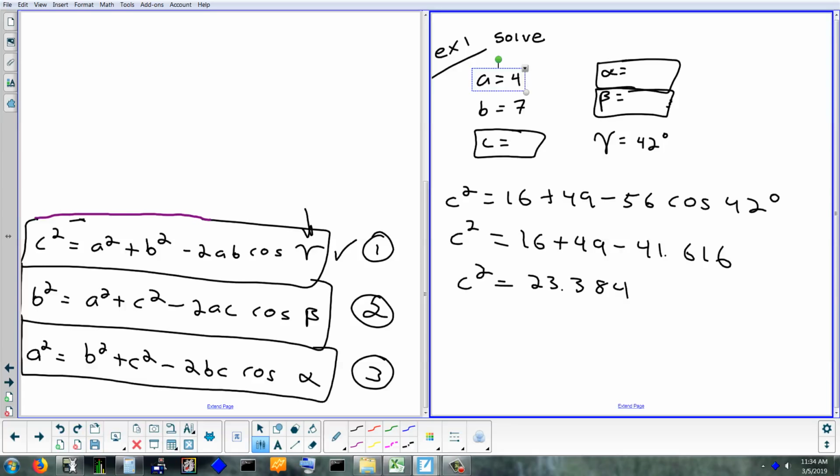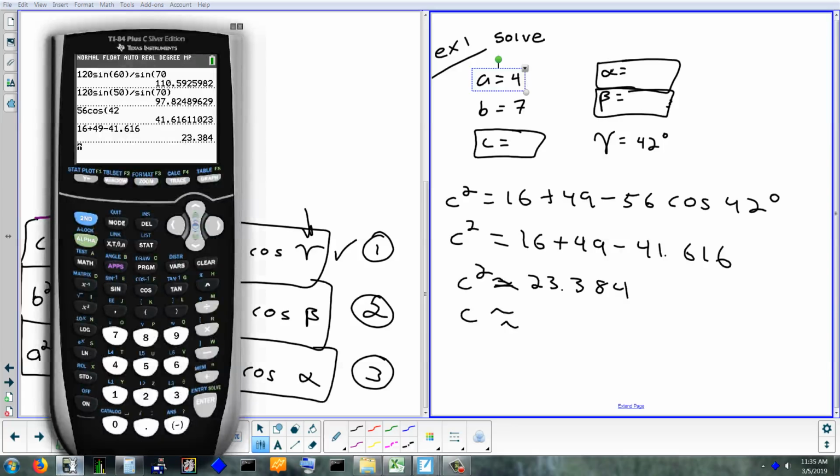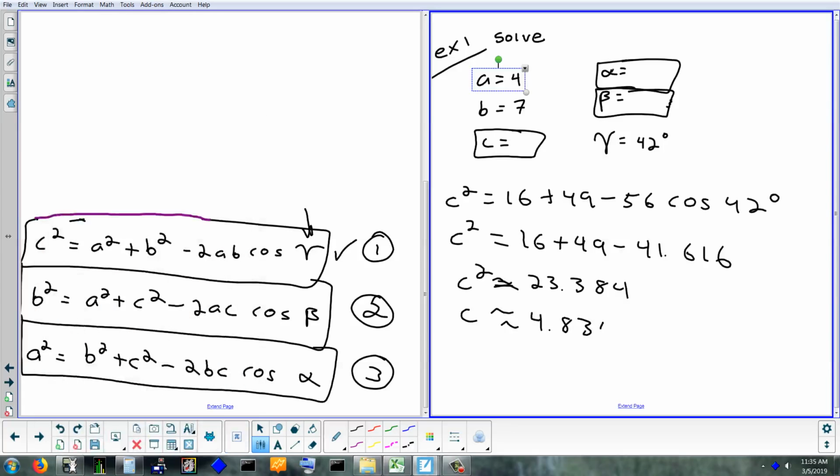Now, is that C? What's the last thing I have to do? Yep, take the square root of it. And again, this is technically approximate because we rounded it off. So let's take the square root of 23.384, and that means C is 4.835. As long as I typed everything in right, I hope I did. I think I did. So, any questions on that?